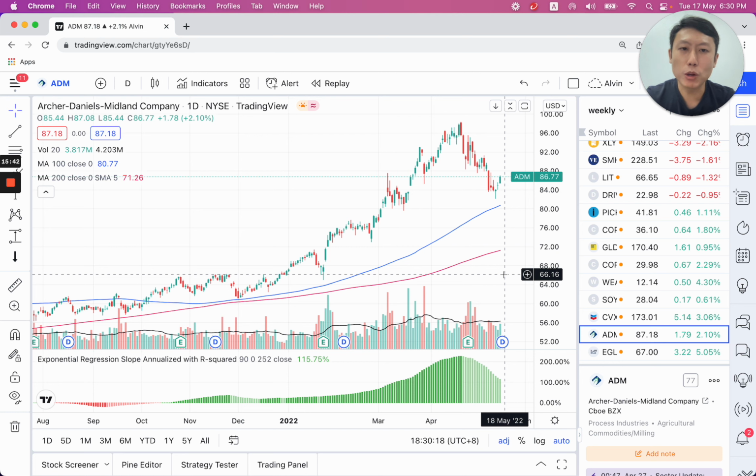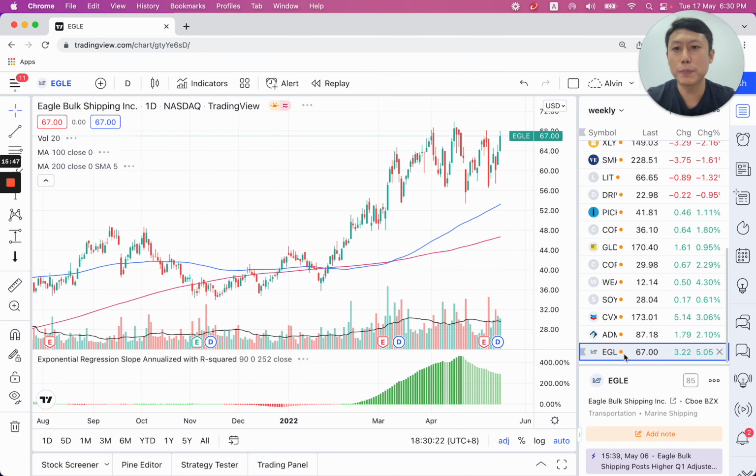Okay, so this is from the consumer staples. That's the second trade idea for this week. And then the third one is a shipping company. I also have a position in this Eagle Bulk Shipping, together with other shipping companies. There's quite a handful of them.